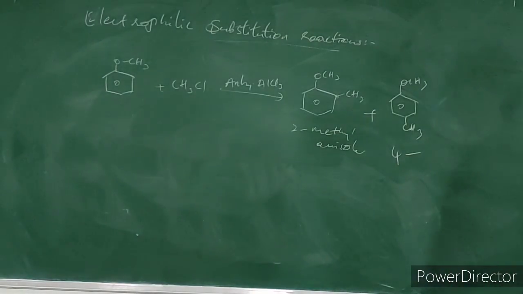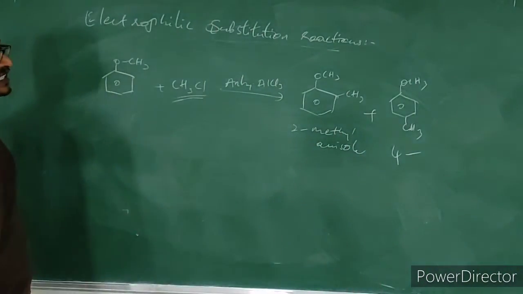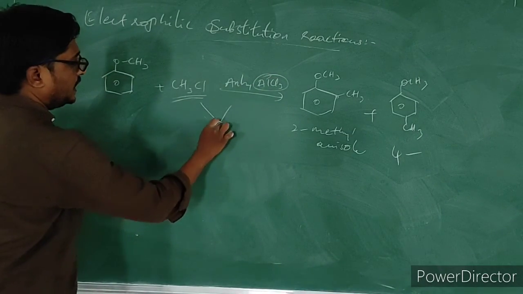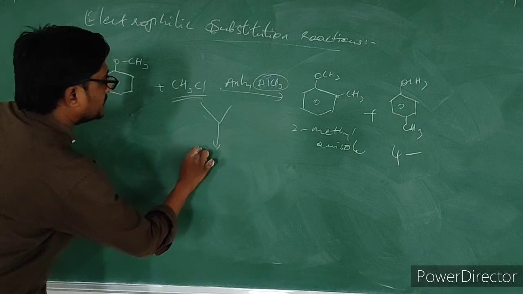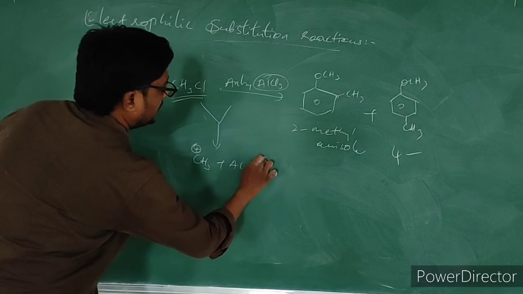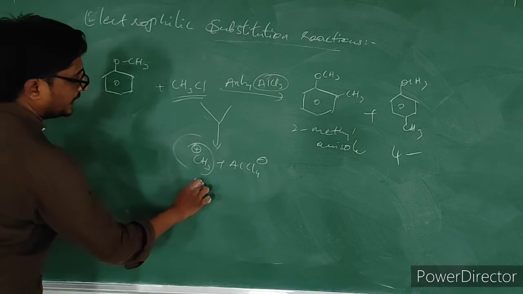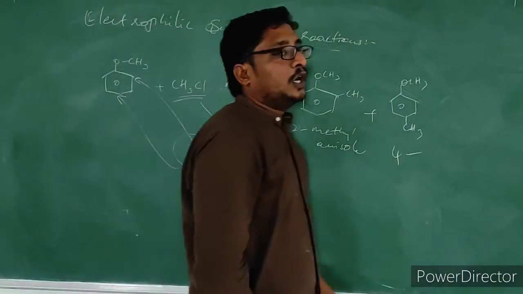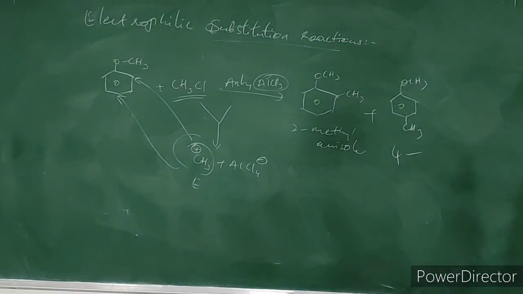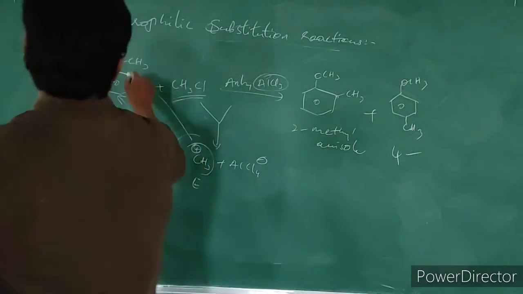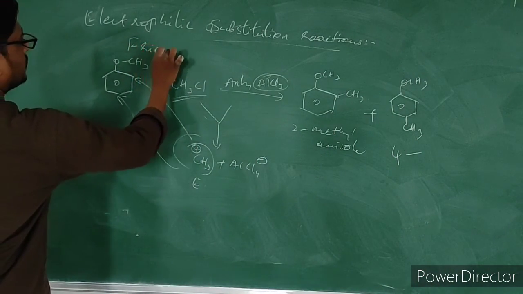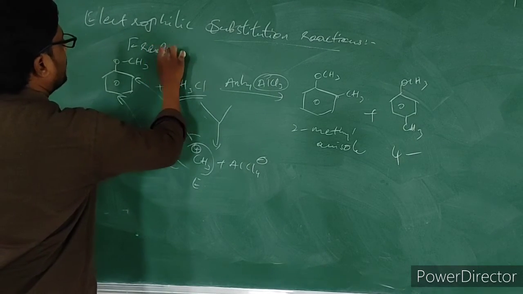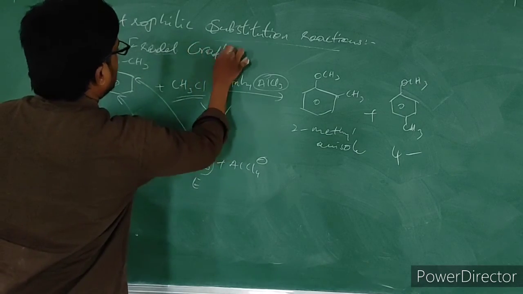Here, when CH3Cl reacts with aluminium chloride, it will produce CH3 plus and AlCl4 minus. This CH3 plus is the electrophile. It will bind at the ortho and para positions, resulting in the formation of ortho and para products. So this is Friedel-Crafts alkylation.